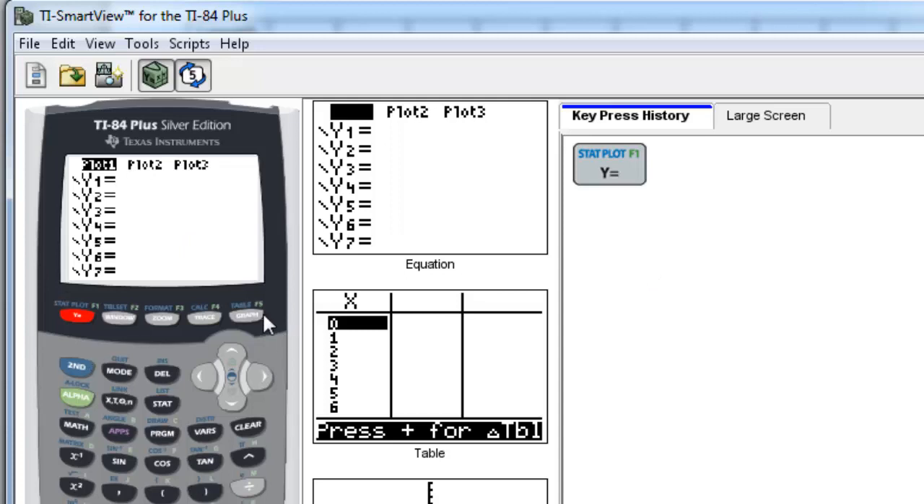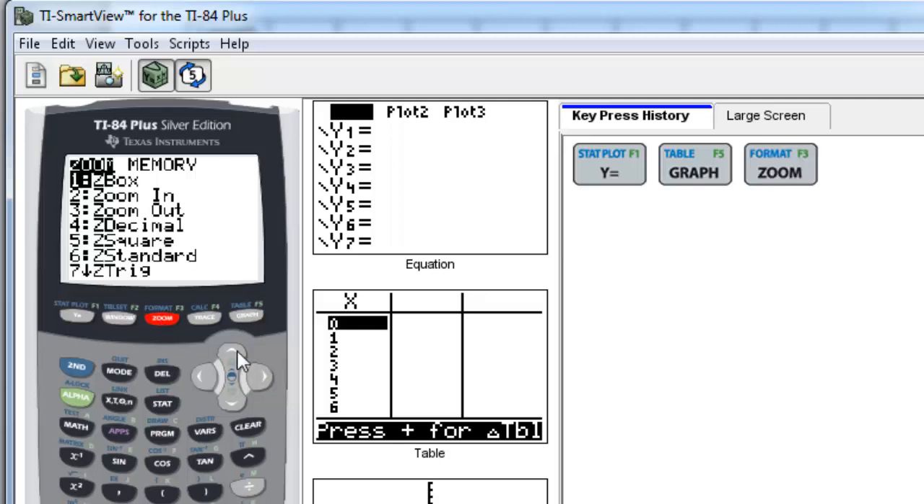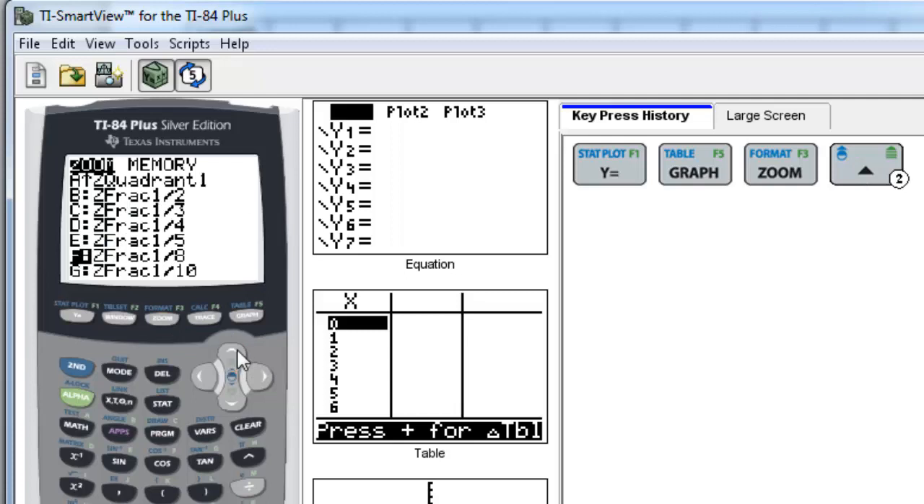And now I'm ready to graph. I'm going to hit the graph button, and I probably won't see anything. So don't panic. What we're going to do is select the zoom button, and I believe it's option 0.